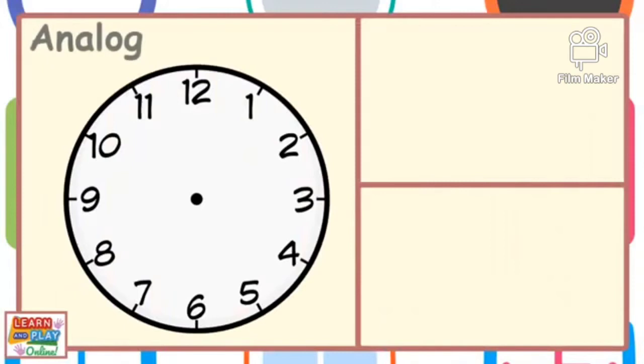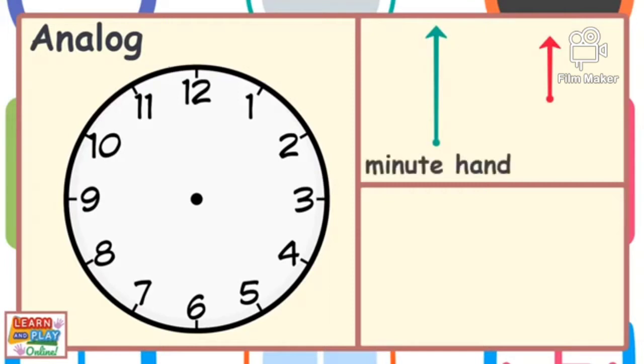This is called an analog clock, and as you can see, there are the numbers 1 through to 12 on the clock face. An analog clock has 2 hands. We call the long hand the minute hand, and we call the short hand the hour hand.